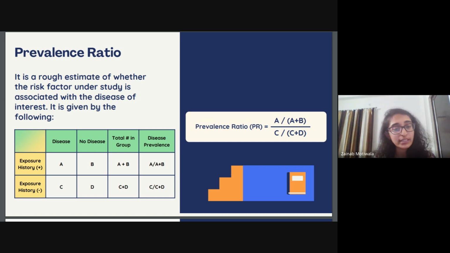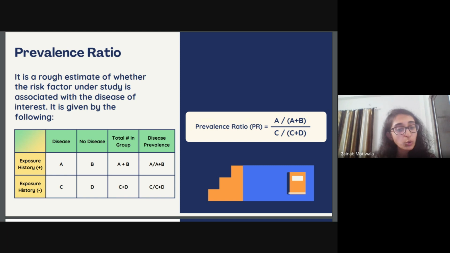So we can do this with this particular table that we form. We can form two columns, that is disease versus non-disease participants. And on the rows, we have exposure history, those who had an exposure history, for example, in this particular case, OCP users versus non-OCP users. And then we hypothetically name them A, B, C, and D.